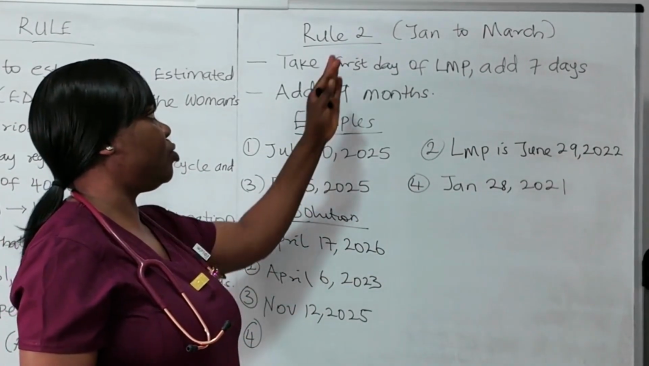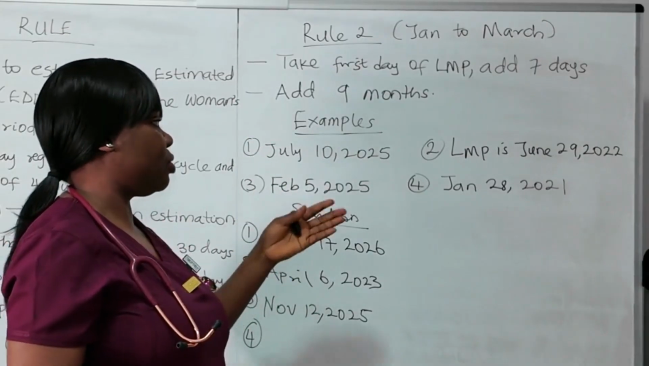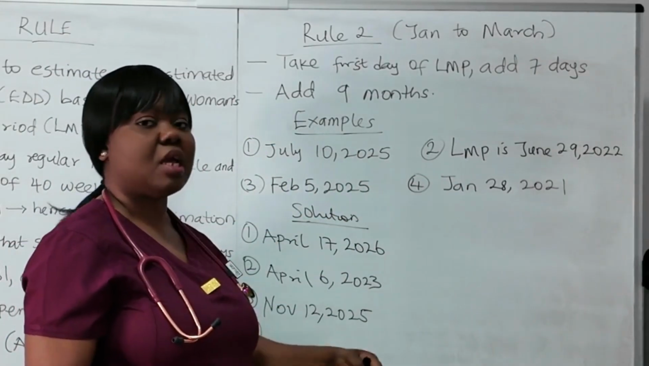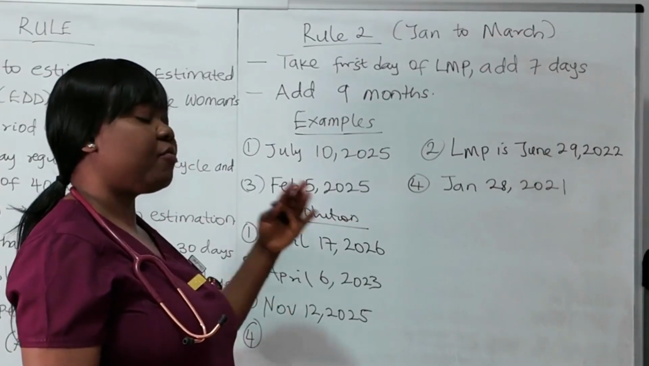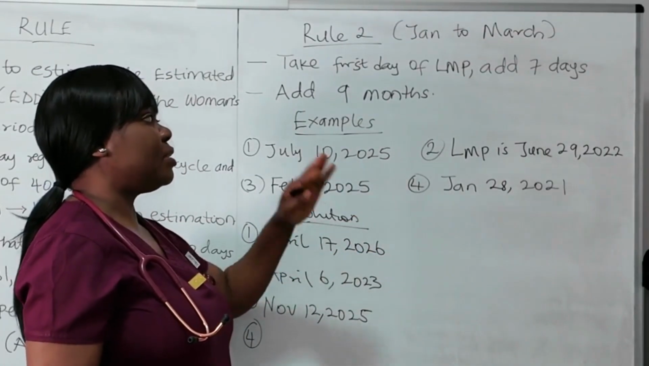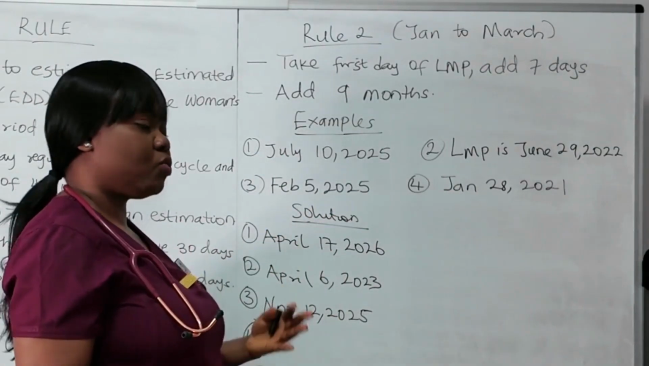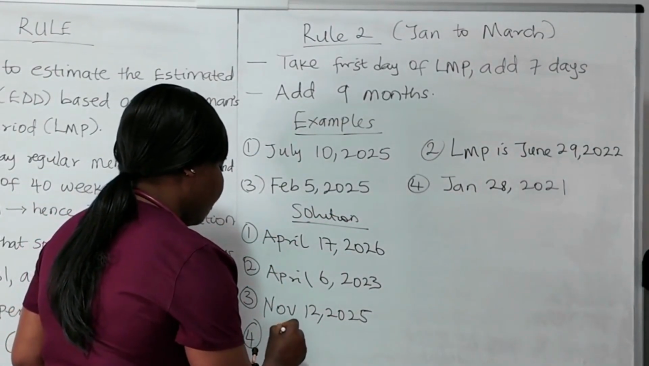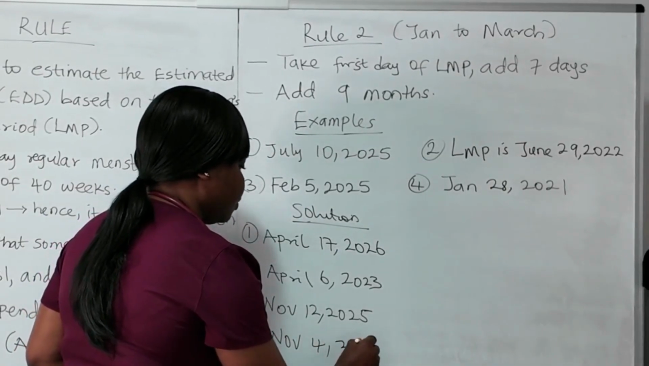And the last one is January 28, 2021. January is between January to March, so we apply this rule: add 7 days, add 9 months. Knowing that January ends with 31, if we add 7 days to January 28, it will give us February 4th. So it's already changing the month to February. Now we're adding 9 months. If we add 9 months, it gives us November 4, 2021. So the final answer is November 4th, 2021.